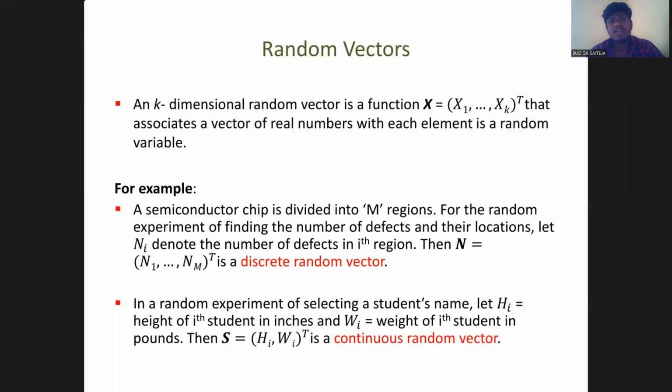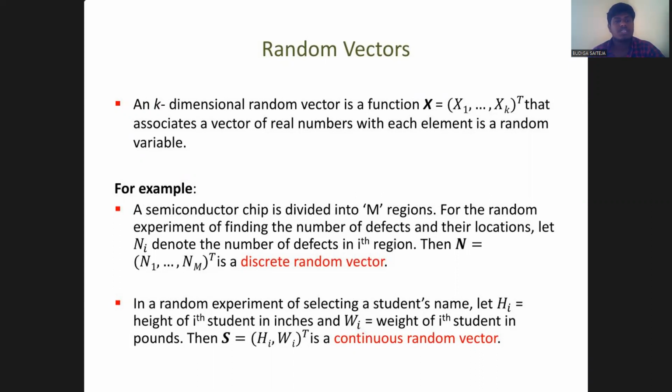Random vectors. A k-dimensional random vector is a function X equal to (X1, X2, and so on up to Xk) transpose, where k is a constant dimension, that associates a vector of real numbers with each element; each component is a random variable.